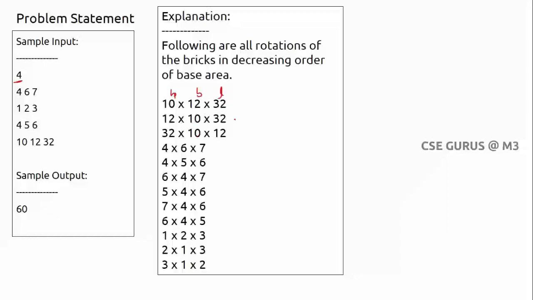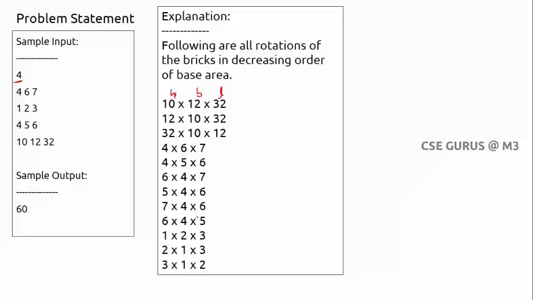And of course these 3 are taken in decreasing order of area. 32 into 12 is the area, which is greater than this one, right? 32 into 10 is 320, which is greater than this one, 12 into 10, which is 120. After this you can see the same for 7 into 6, 6 into 5, 7 into 4. So this is 42, this is 30, this is 28. Of course all are in decreasing order. Then the same for 4, 5, 6: 6 and 4, 5 and 4, and 3 and 2, 3 and 1, and 1 and 2.